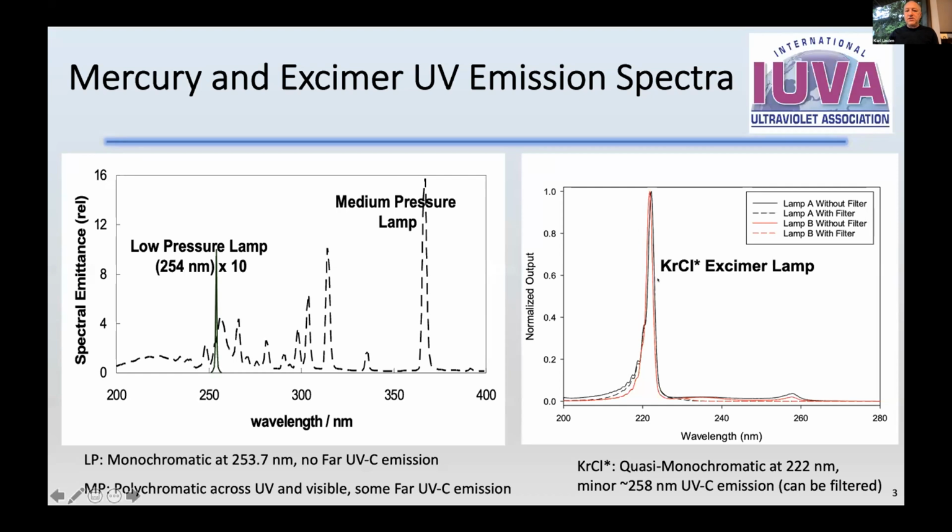On the right-hand side, we can see the Krypton chloride Excimer lamp, and the primary output is around 222 nanometers. And as Chip mentioned, there's also a secondary output around 258, but many Krypton chloride lamps are filtered so that we only have emission of the 222 wavelength.